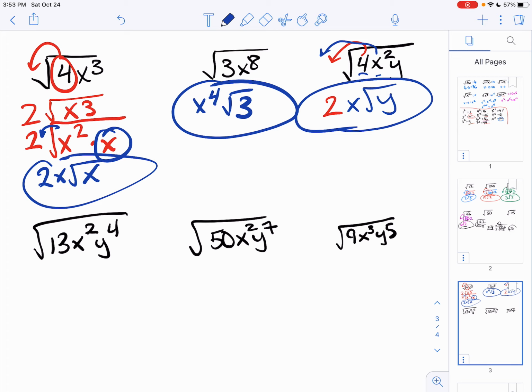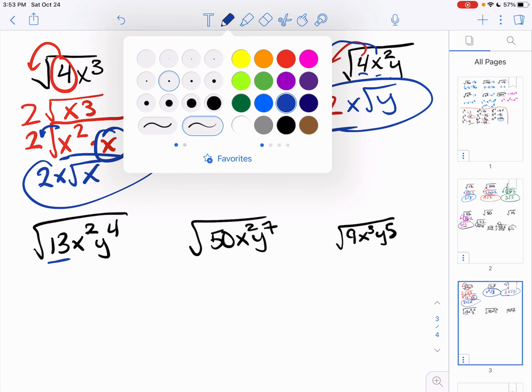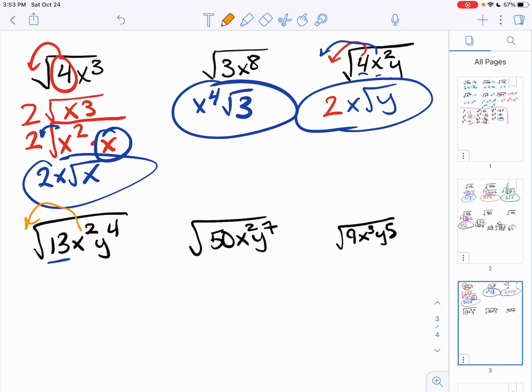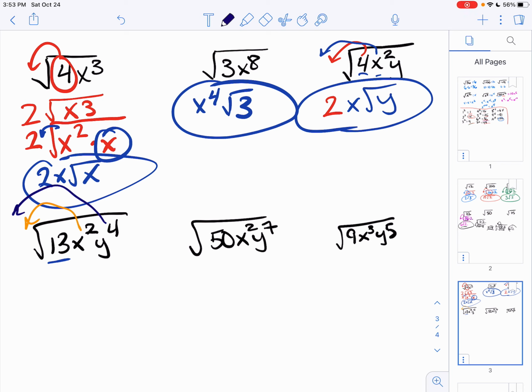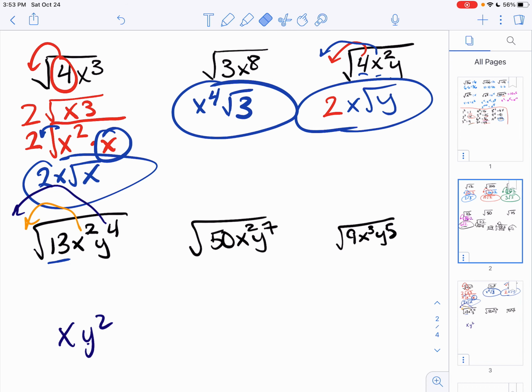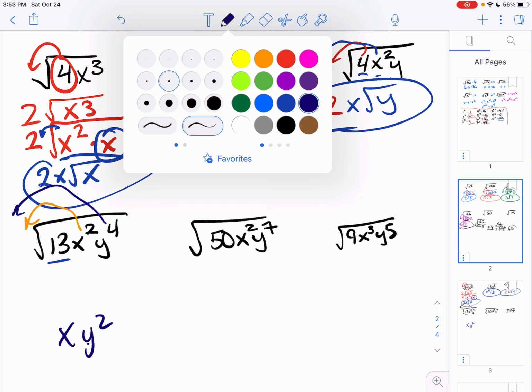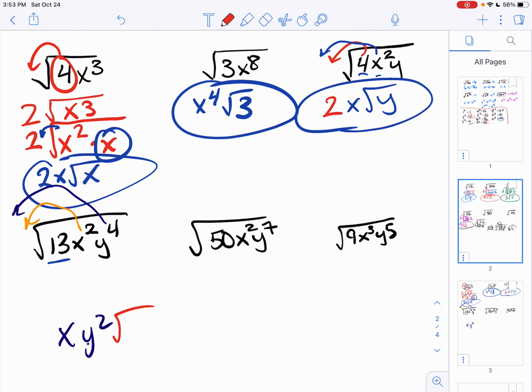For the next one, we have 13x squared y to the 4th. Same thing as before. 13 is not a perfect square, so we can't do anything with it. The square root of x squared is x. The square root of y to the 4th is y squared. So I have x, y squared. That is my square root. And I have to leave inside my radical what is not a factor of a perfect square. So I have to leave the 13 inside.